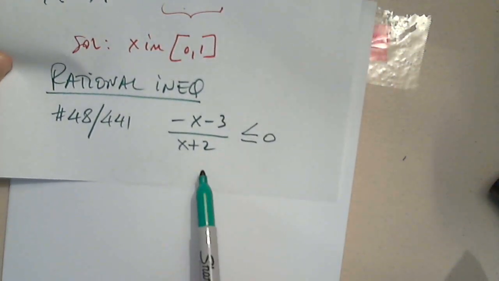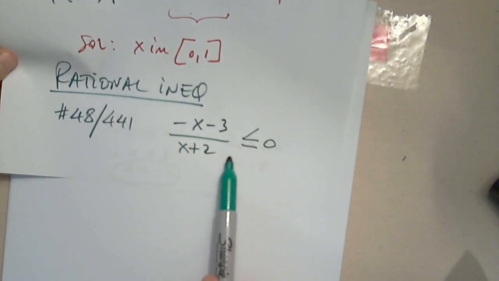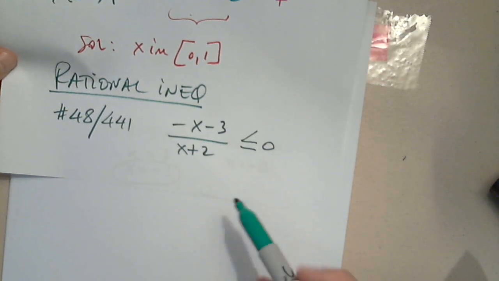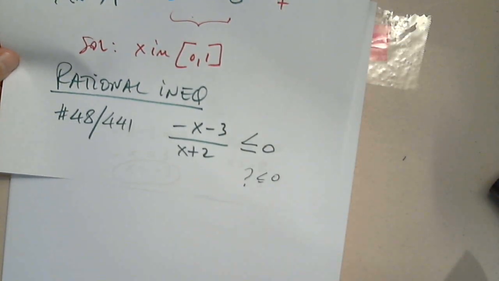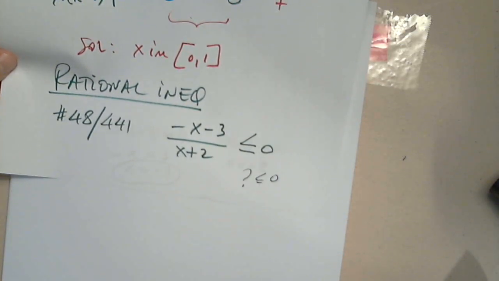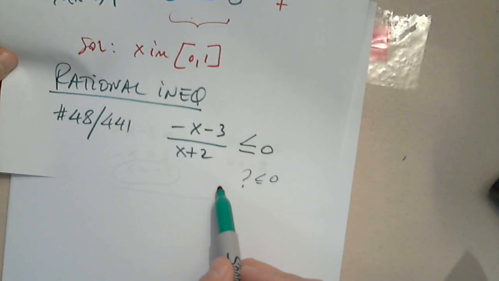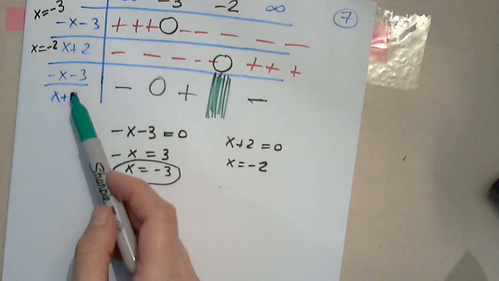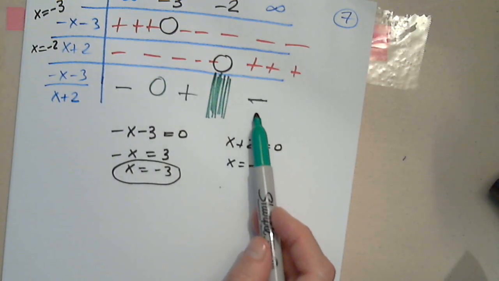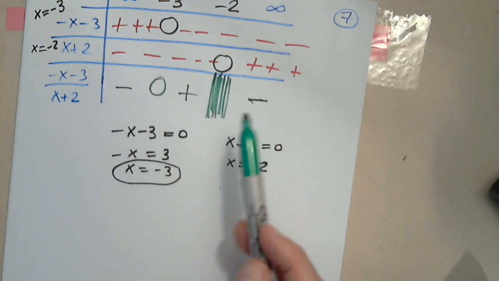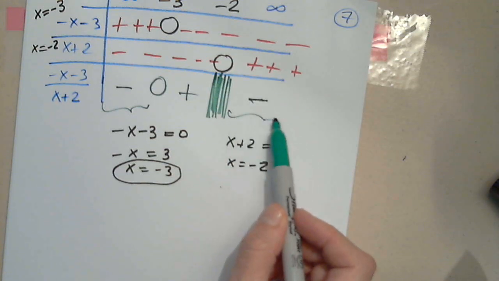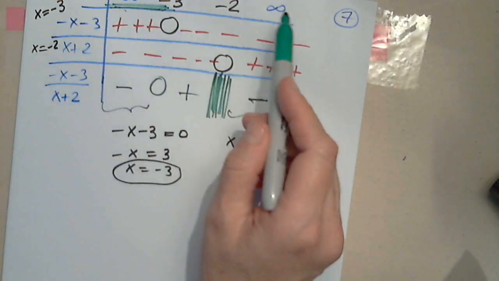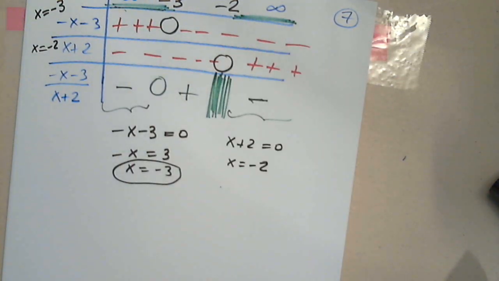Again, it just happens that we are asked to find the x values that make this less than or equal to 0. But which sign is less than or equal to 0? Negative. So we go back. Is this ratio ever negative? Yes, between negative infinity and -3, and from -2 to infinity. That's it, and that's the answer.